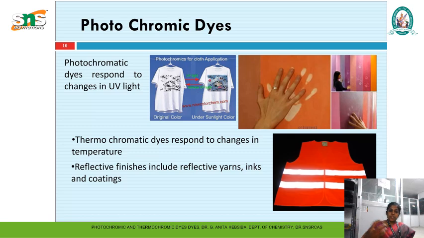The reflective finishes include reflective yarns, inks and coatings. When UV light falls on a particular fabric, it changes its color by the reflective finish. So there is a change in color, and we are able to sense the fall of UV light on the fabric.